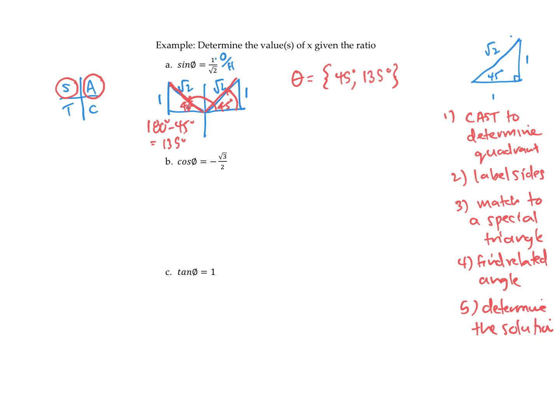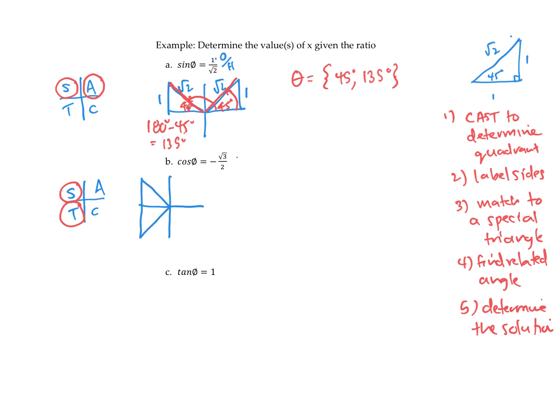Okay, so cosine is negative root 3 over 2. I'm going to draw my CAST rule, that's the first step, and determine the quadrant it's in. It is negative cosine. Cosine is negative in quadrant 2 because only sine is positive, and in quadrant 3 because only tan is positive, which means that the other ratios are negative. It can't be in quadrant 1 because they're all positive, and it can't be in quadrant 4 because cosine is positive in quadrant 4. So it must be in 2 and 3. So I'm going to draw my triangles, one in 2 and one in 3.